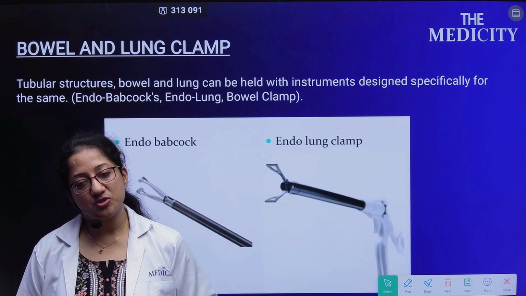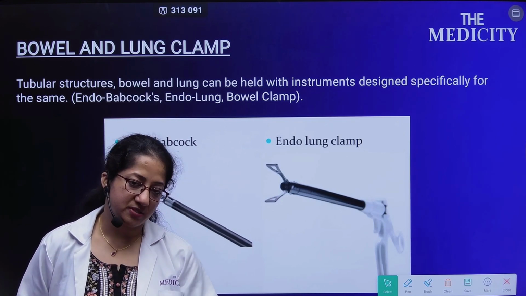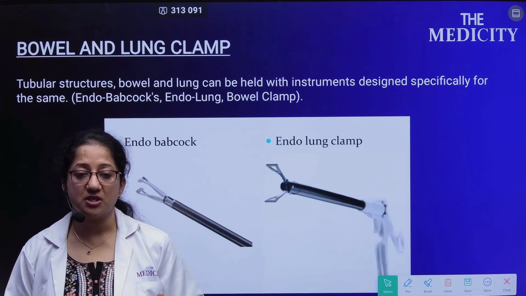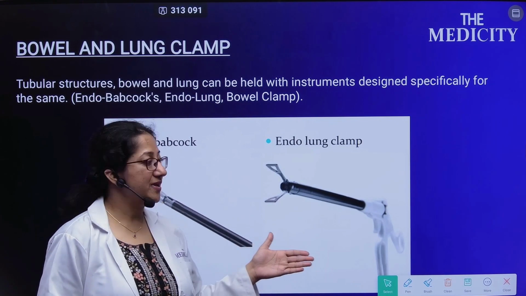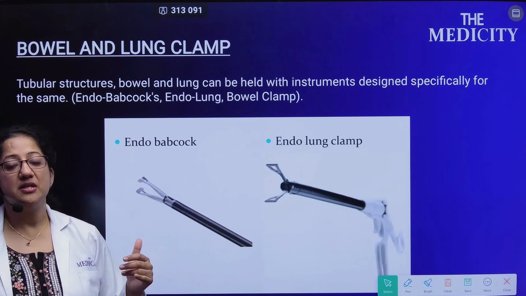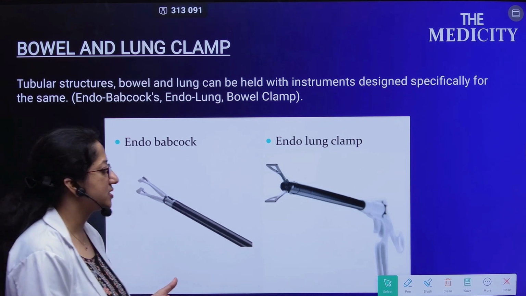In open surgeries also we use a Babcock instrument, to hold the bladder or the tubes, the fallopian tubes, which are very delicate structures that should not be injured. So in laparoscopic surgery also we have the endo-lung clamp and the endo-Babcock. The Babcock instrument is used in delicate surgeries, during hysterectomies as well.